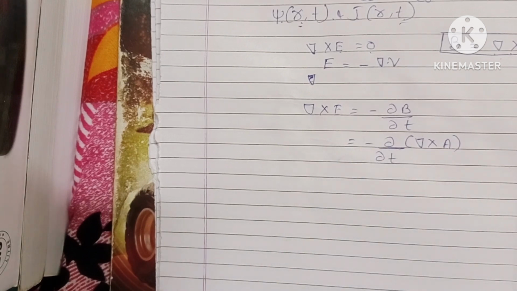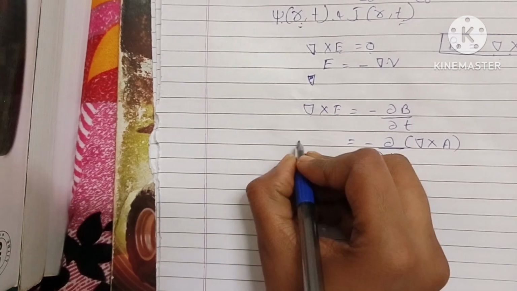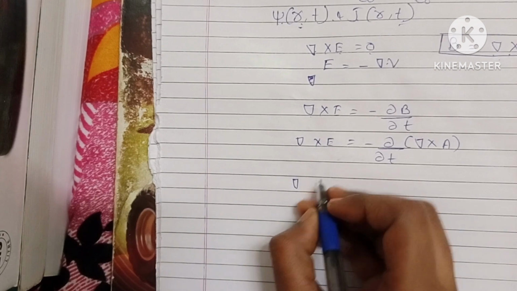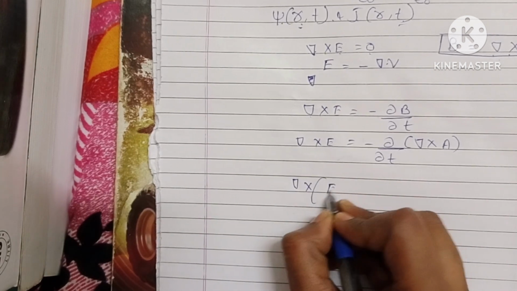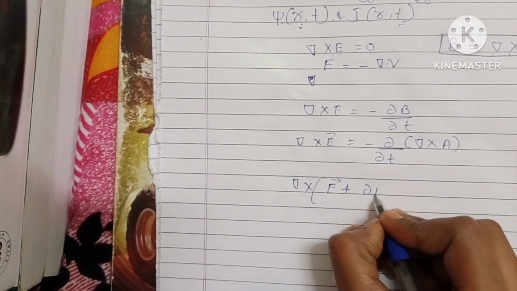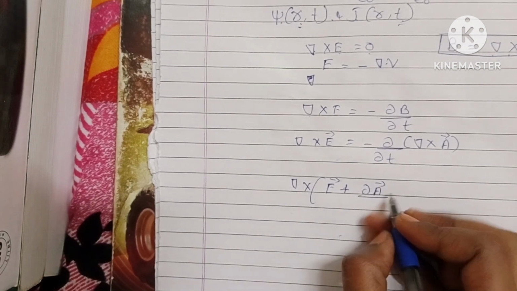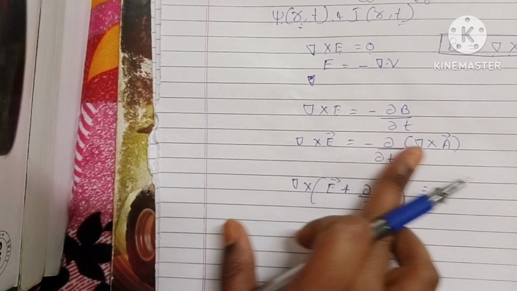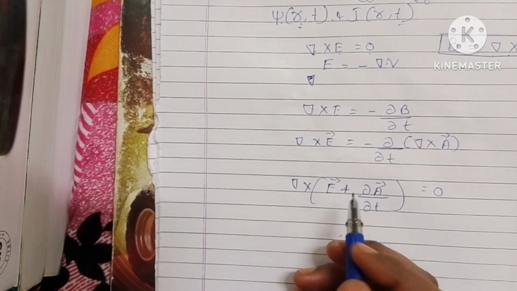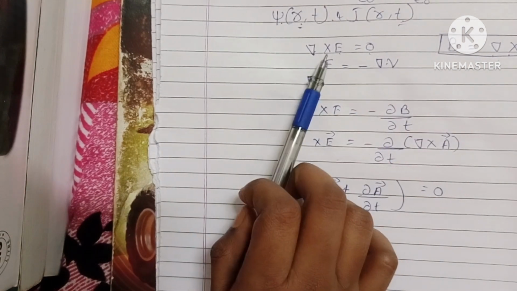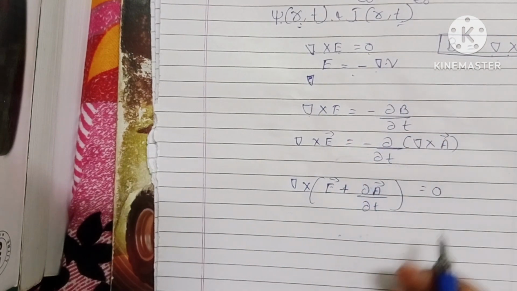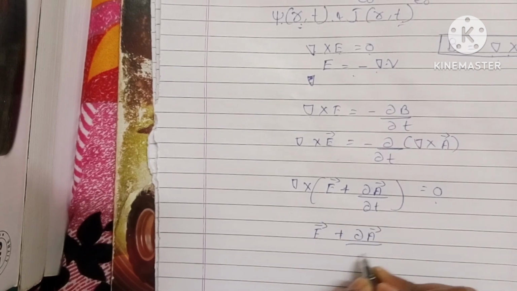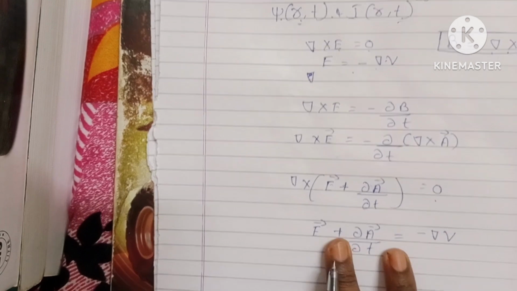What we have to do further is keep del cross E as it is and take this to here. So what happened? Del taking common, cross vector E plus dou A vector divided by dou t, is equal to 0. Just I am taking this term to the LHS side, taking del as common. So we know that del cross E is equal to 0, but E is equal to minus del V. Just substitute over here. So the remaining is vector E plus dou A vector divided by dou t, which is equal to minus del V.